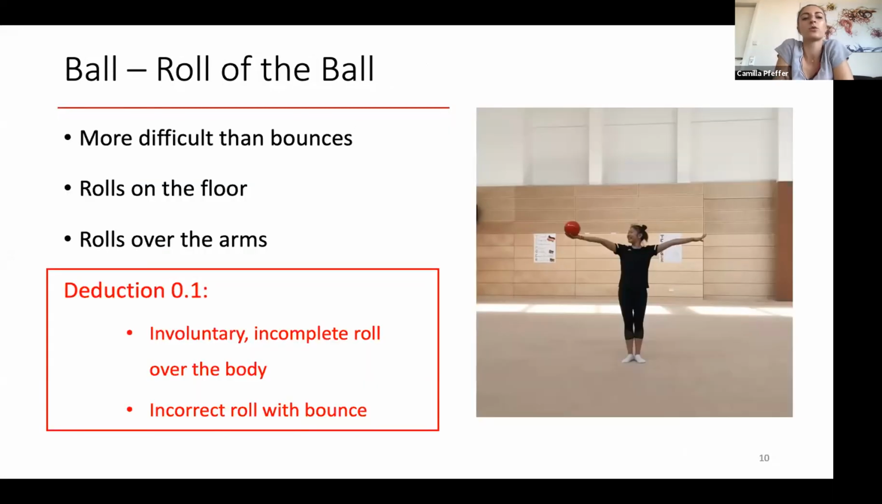So now I'm coming to the roll of the ball. The roll of the ball is way more difficult than the bounces. So if you start with a small gymnast, for sure you will start with bounces, and rolls will come way later because they are a lot more difficult. There are rolls on the floor, but they are non-fundamental techniques, and there are rolls on the arms, which are fundamental techniques.